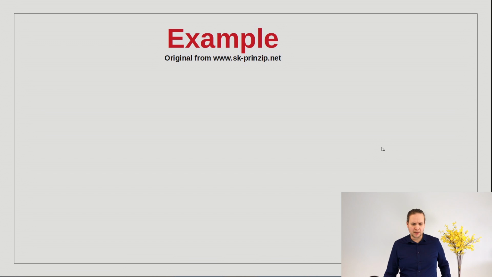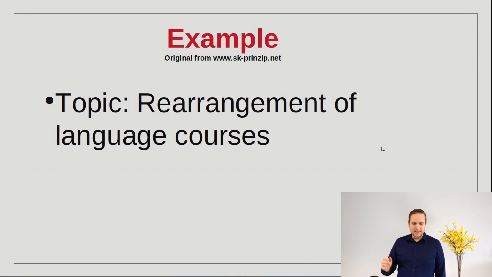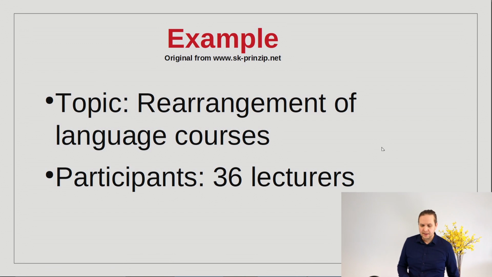What is this example about? It's about a language school, and this language school would like a rearrangement of its own language courses. There are 36 lecturers participating in this process, and for some reason they were unhappy with the current situation, and they were wondering what they can do to make things better. So as a first stage, they came together and started a brainstorming process to come up and develop some ideas and proposals.